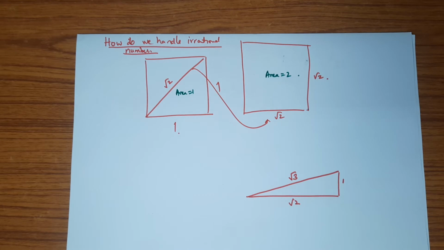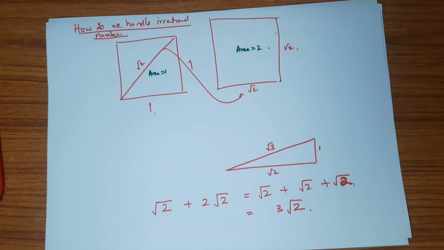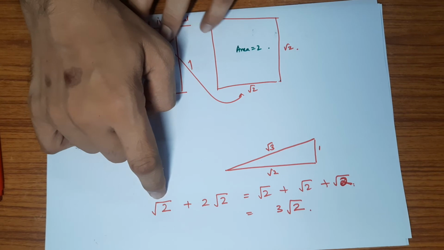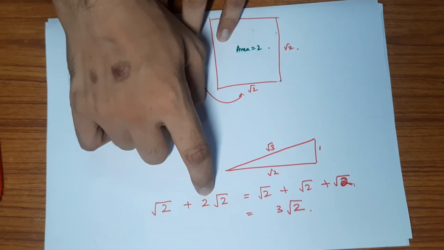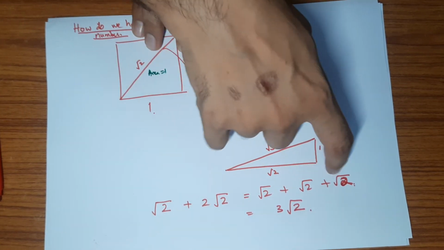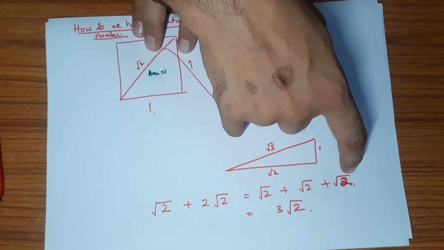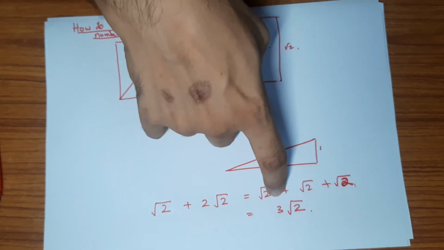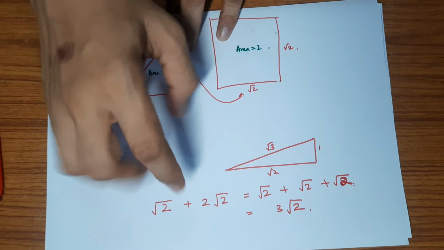Even though if you had root 2 plus 2 root 2, you will get 3 root 2. Yes, you will get 3 root 2. But it's a number. So if I have root 2 plus 2 root 2, now 2 root 2 is basically root 2 plus root 2. So I'm just writing it down as root 2 plus root 2. So there are 3 root 2's. So 3 root 2. But this is a physical length.